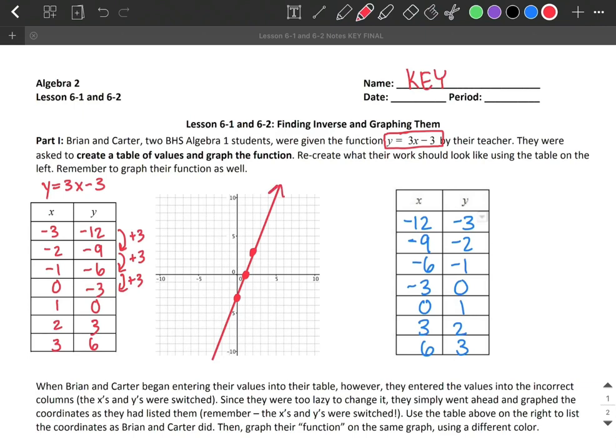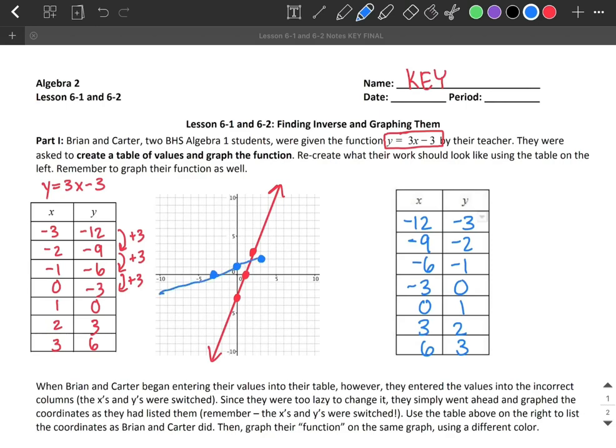And then I draw the ends of that line. And then I'm going to draw the blue line. So I have -3, 0. I have 0, 1. I have 3, 2. And then I'll connect that with a line.